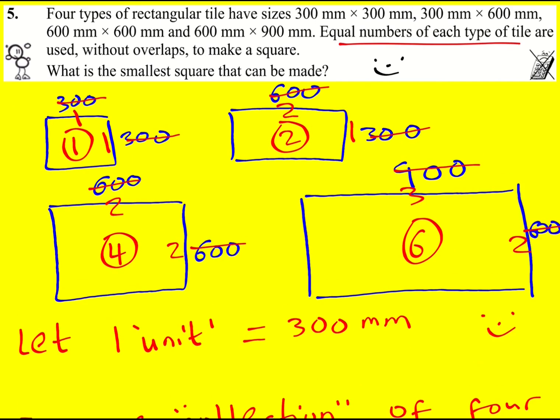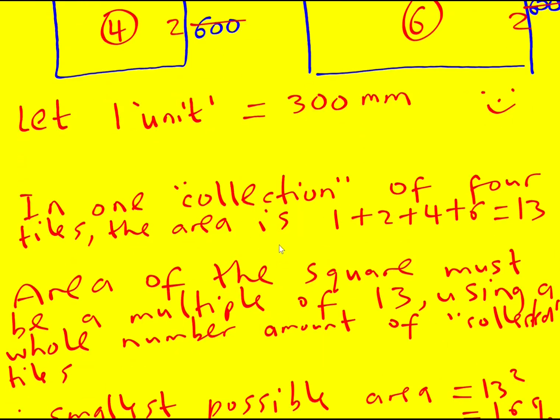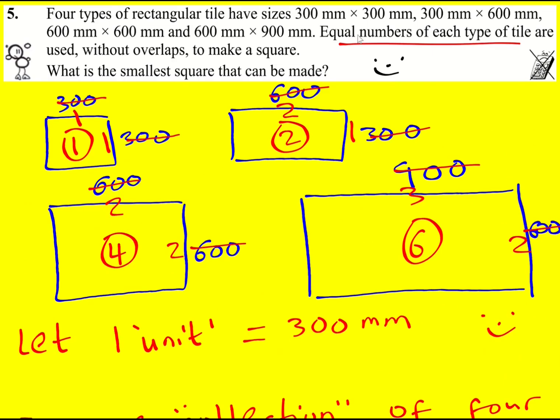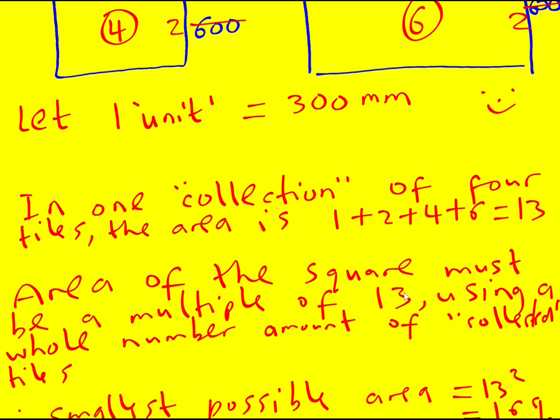So just to recap, we've done this little trick of changing the units of measurement to something much more simple. So we're just working in terms of these basic building blocks rather than these much bigger numbers. That was really helpful. You can do it without, but it's just going to be much more complicated. We then use the fact that there's equal numbers of each. So in a single collection, just using one of each, we'd get an area of 13 units squared. So the area of the square must be a multiple of 13, because if you had one of these collections, it would be 13, two of them would be 26, n of them, it would be 13n. So that's where that came from.